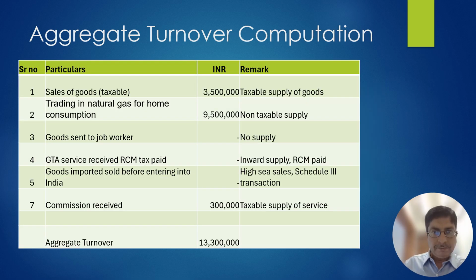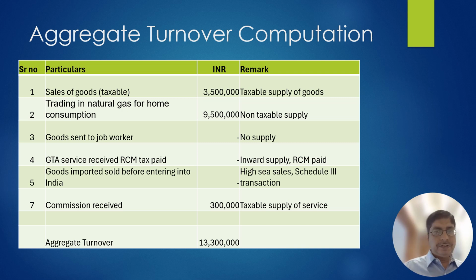Sale of goods, taxable. It's a taxable supply, very much included in the aggregate turnover, 35 lakh. Trading in natural gas, it's a non-taxable supply, but even if there is no levy, it will be included in the aggregate turnover, 95 lakh. Goods sent for job work: there is no supply, there is no sale. It is sent for further processing to the job worker on the basis of delivery challan. There is no sale, so it will not be included in the computation. There is no question of including or excluding it from aggregate turnover.